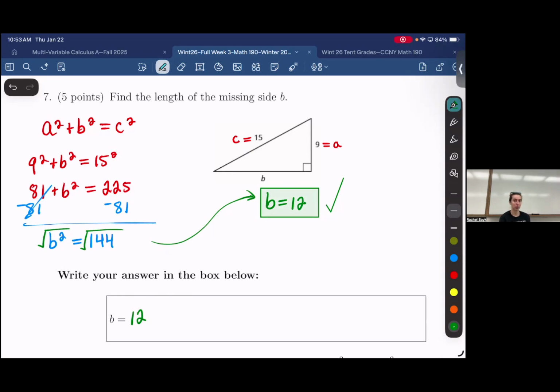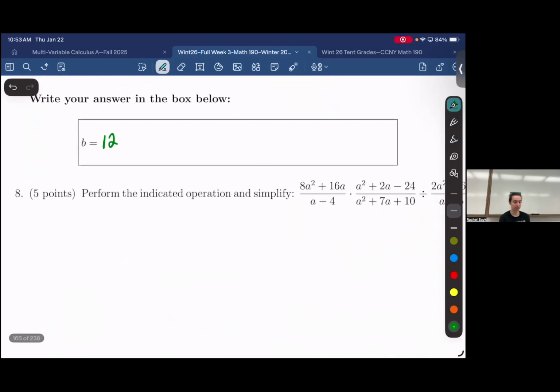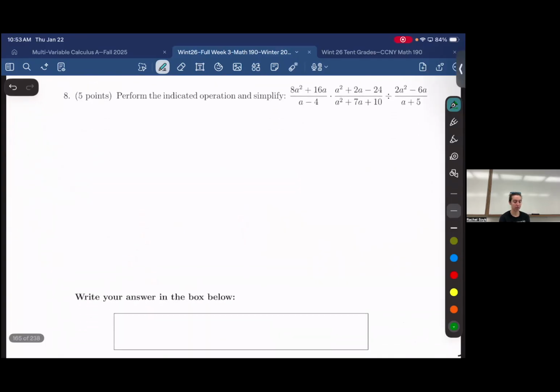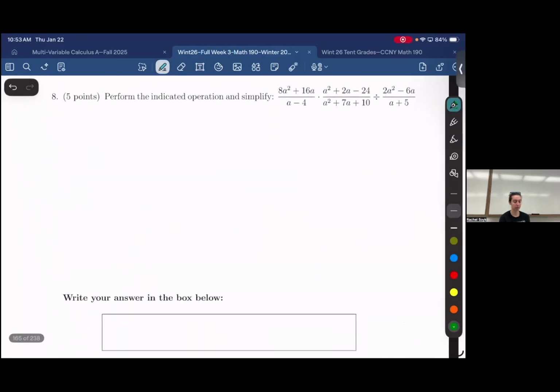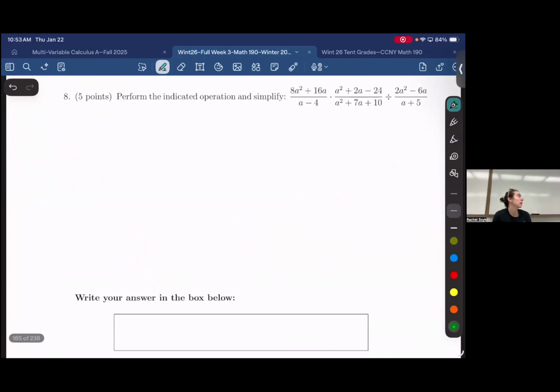Let's go down to question 8. Again, I'm almost positive they're going to have a question like this on the test tomorrow. Perform the indicated operation and simplify. So see if you can factor first, whether you're factoring just using your AC method, maybe it's a perfect square trinomial, maybe it's a sum and difference formula, maybe you just pull out a GCF. But that should be your very first step.